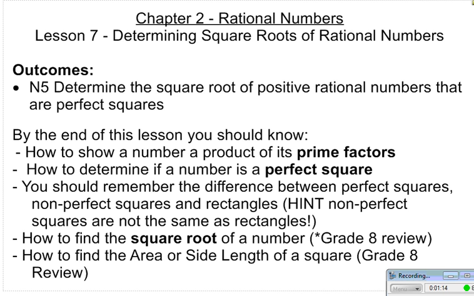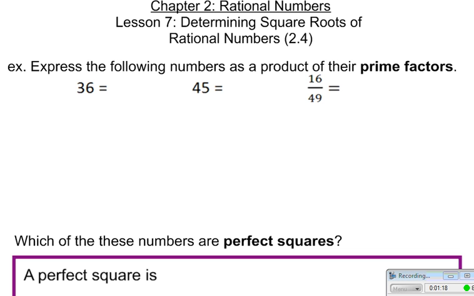So our first couple examples, we're going to look at prime factors. If you remember what prime numbers are, 1 is a prime number, 2 is a prime number, 3 is a prime number, 4 is not a prime number. 5 is prime, 6 is not prime, 7 is prime, 8 is not, 9 is not, 10 is not, 11 is prime.